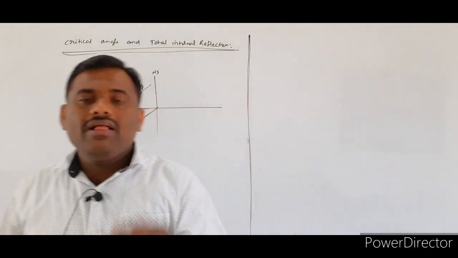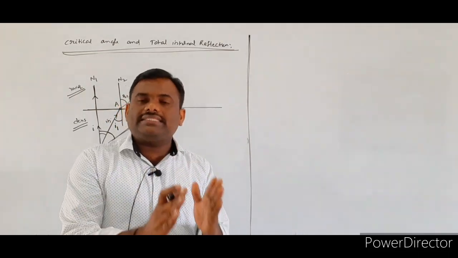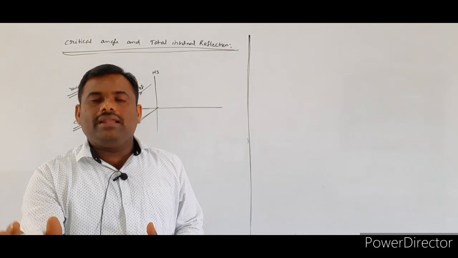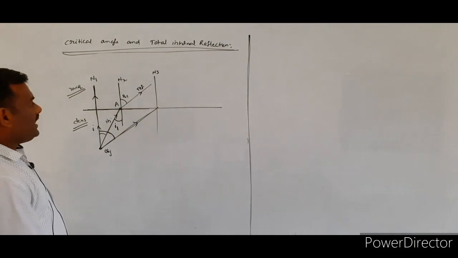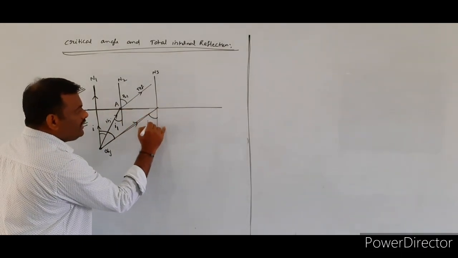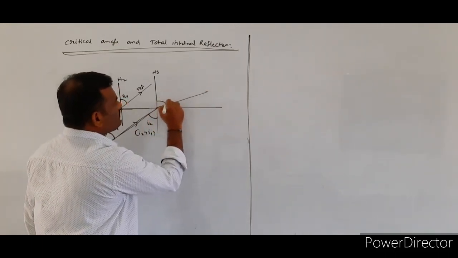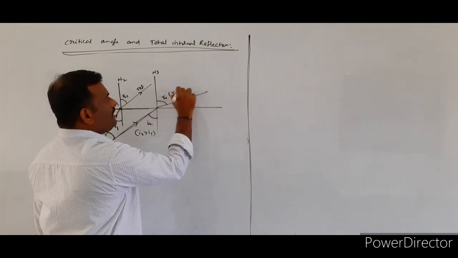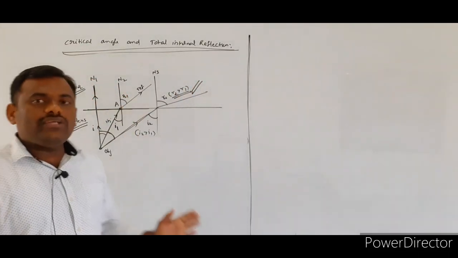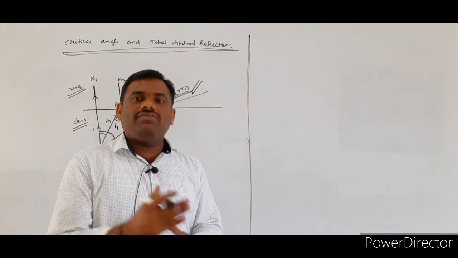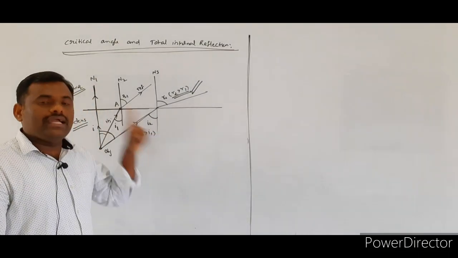Why? Already we know that whenever the light rays are coming from the denser medium to the rarer medium, the refracted light rays are traveling away from the normal. The refracted light rays are bending away from the normal. So if you increase the angle of incidence value, the corresponding angle of refraction value also increases. Like that, by continuously increasing the angle of incidence, we will find the angle of refraction value increases.